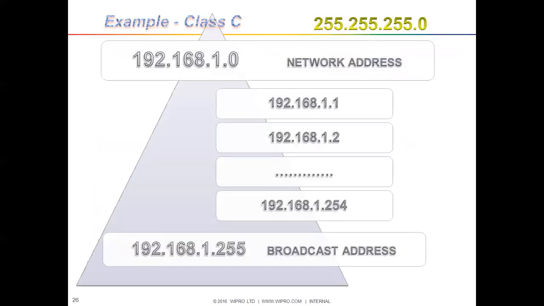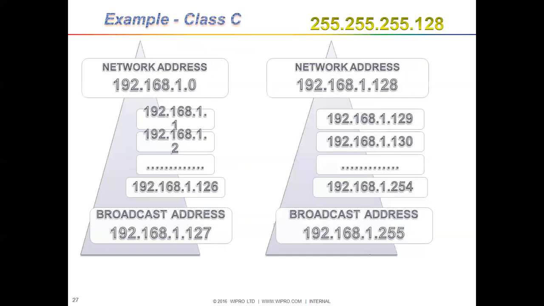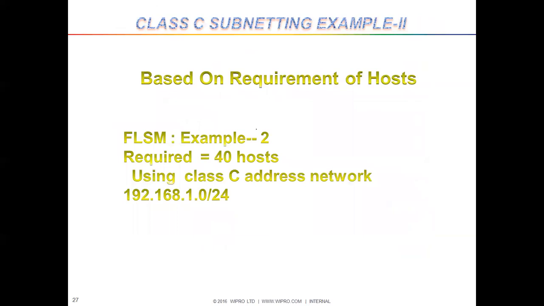Now can you see this class C example? This becomes a different network, and this becomes a different network: 192.168.1.0/25 and 192.168.1.128/25. These two different networks cannot communicate with each other unless there is layer 3 routing. This is called subnetting. So there are some examples like this.